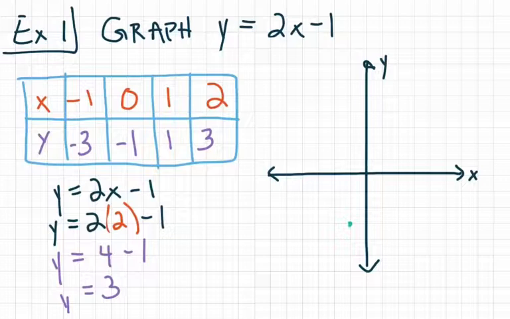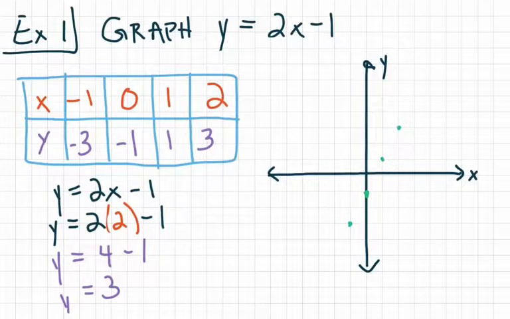So my first point is going to go right there. Next order pair, 0, negative 1. I don't go left or right at all, but I do go down one value, one grid line. Next order pair is 1, 1. For that I go right 1 and then up 1 and place my point. And my final order pair is going to be 2, 3. For that I go right 2 and up 3. And I have my 4 points.